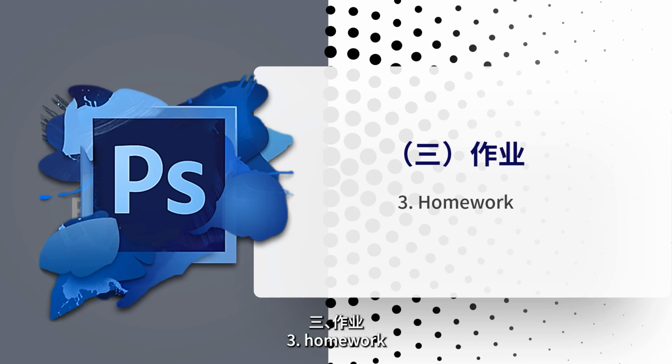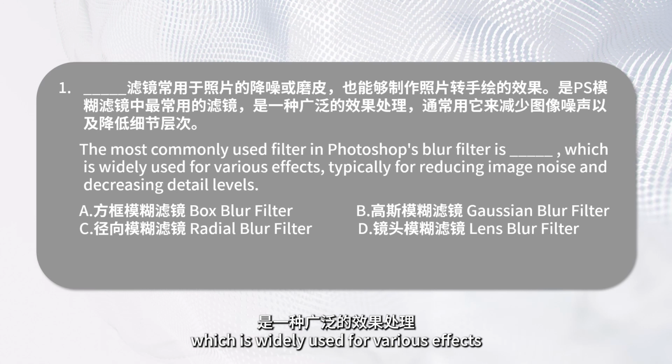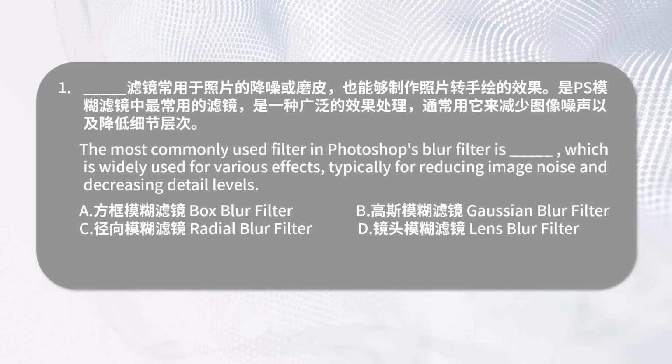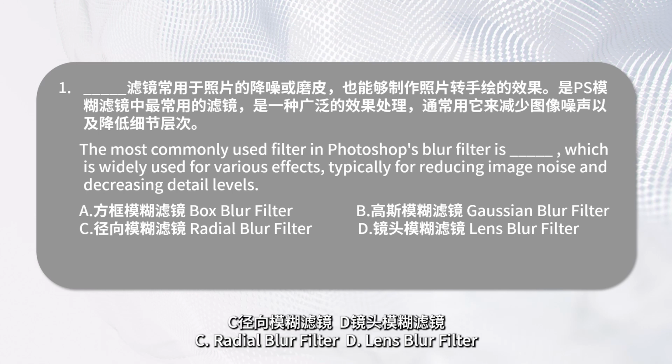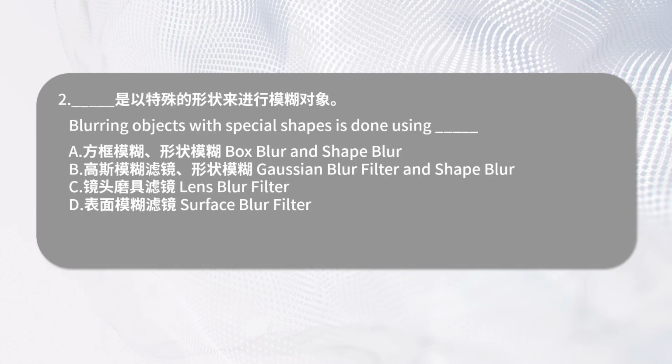Homework. The most commonly used filter in Photoshop's blur filters is ___, which is widely used for various effects, typically for reducing image noise and decreasing detail levels. A. Box blur filter. B. Gaussian blur filter. C. Radial blur filter. D. Lens blur filter. The answer is B.